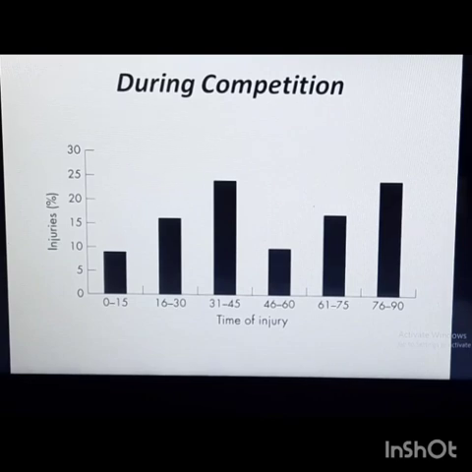Now during competition, during the 90 minutes of the game, they say that the maximum injuries happened in the last third of the first half and the last third of the second half. You can see that between 31 to 45 minutes, 25% injuries happened. Similarly, it's the same between 76 to 90. The reason they gave is that this is the time when either team is defending the goal or going for attacking the goal, either they are defending or they are attacking.